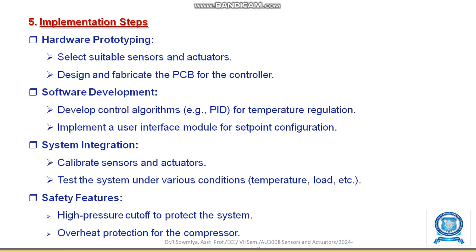Implementation steps. Hardware prototyping: select the suitable sensors and actuators, and design and fabricate the PCB for the controller. Software development: develop the control algorithms for temperature regulation. System integration: calibrate the sensors and actuators and test the system under various conditions. Safety features: high pressure cutoff to protect the system and overheat protection for the compressor.